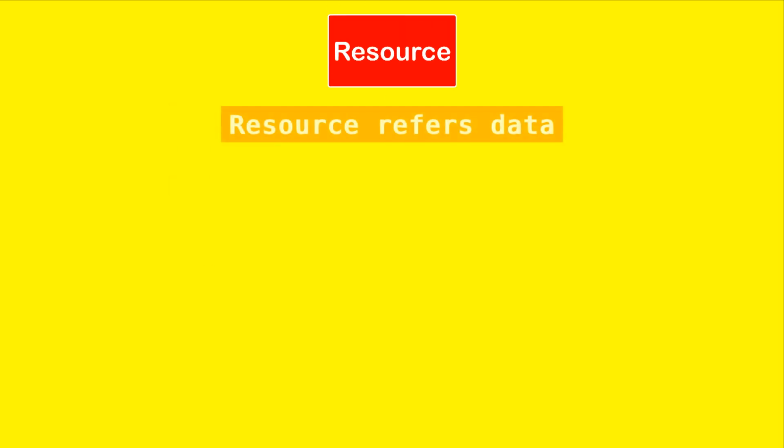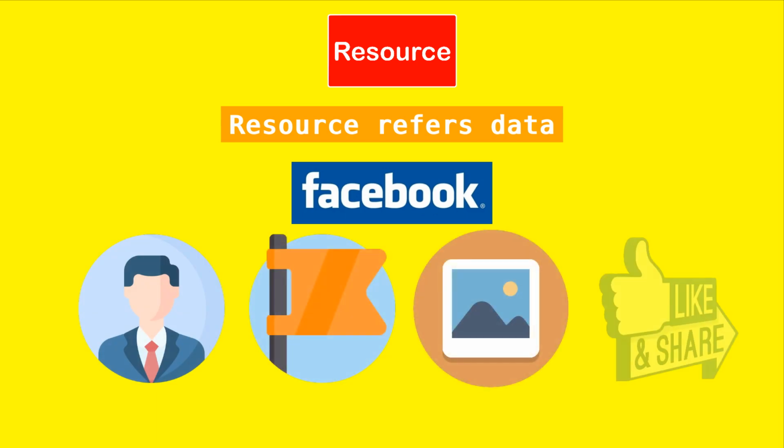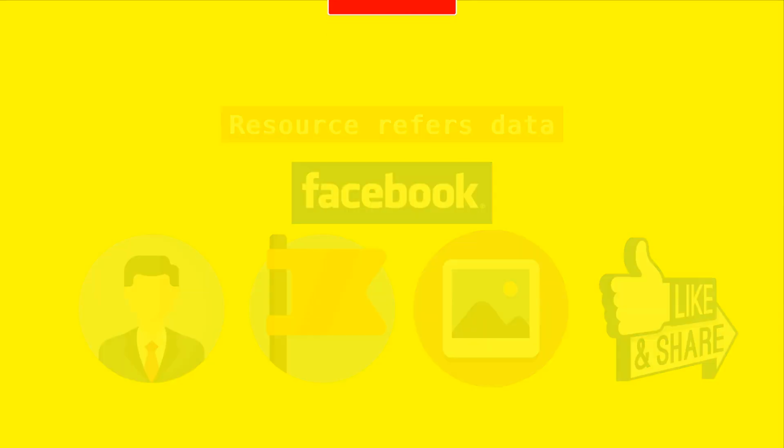Resource. The resource refers to any form of data that the API can supply to the client. For example, within the Facebook API, resources can be user profile, pages, images, or status updates. Each resource is identified by its specific name, known as the resource identifier.